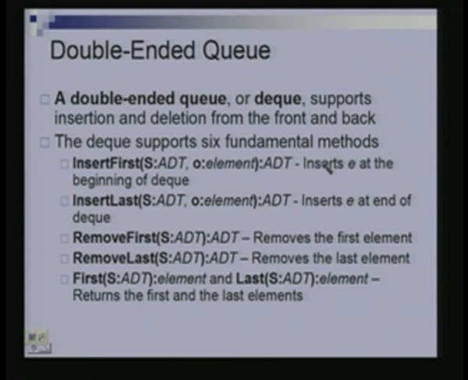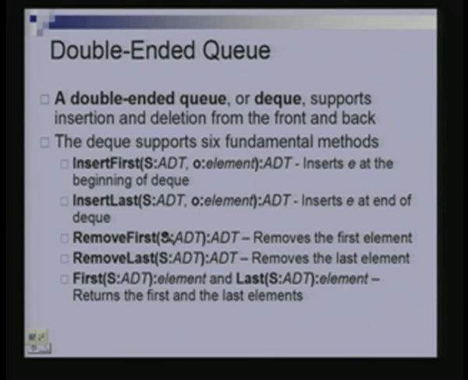Now, I am going to introduce another data type which is called a double ended queue. Right. What is a double ended queue? It is a queue in which we support insert and delete operations at both ends. So we will now have insert first, insert last, remove first, remove last. Insert at the front of the queue, insert at the end of the queue, remove at the front of the queue, or remove an element at the end of the queue. Of course, we have the element operations first and last also. Right. So, such a thing is called a double ended queue. At both ends, we can do both the operations of insert and delete.